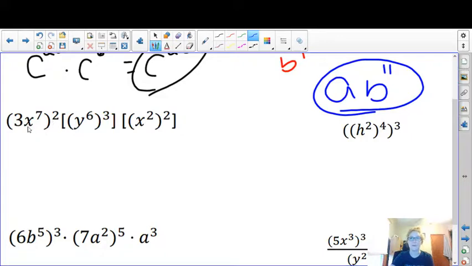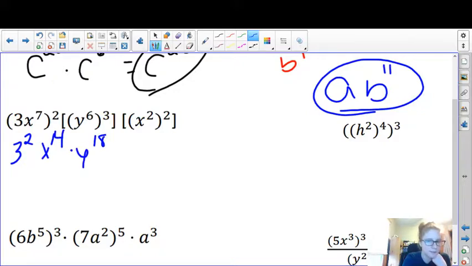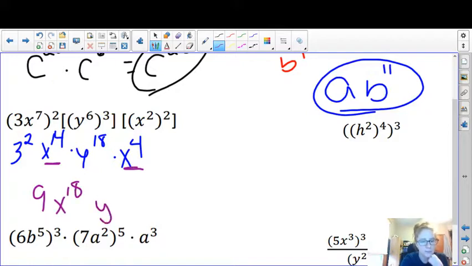I notice this time I have a coefficient. A coefficient also gets that exponent. So what I'm going to do first is simplify all of these power rules. So I have 3 squared x to the 14 times y to the 18 times x to the 4th. 3 squared is 9. 14 and 4 more give me 18. And then the y to the 18th just falls down.